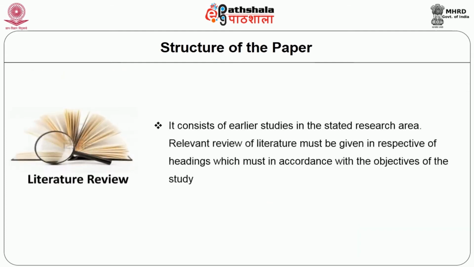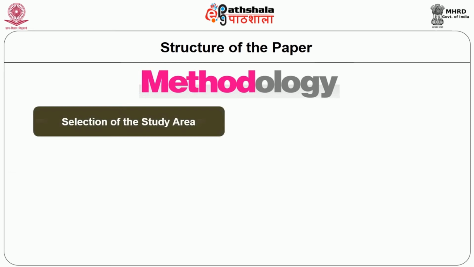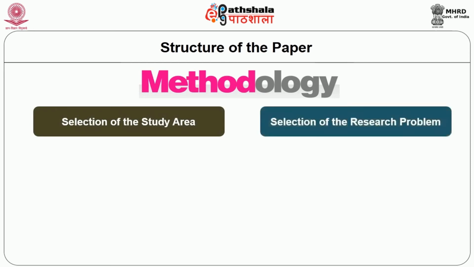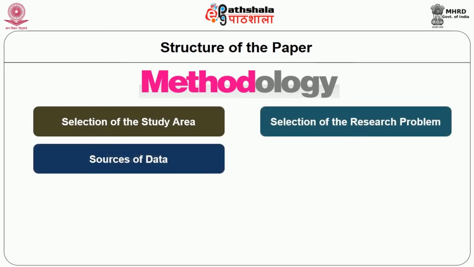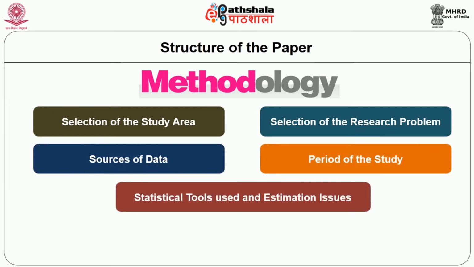Review of literature. It consists of earlier studies in the stated research area. Relevant review of literature must be given under respective headings, which must be in accordance with the objectives of the study. Methodology. It consists of the selection of the study area or selection of the research problem, sources of data, period of the study, statistical tools used and estimation issues, definition of the terms used and limitations of the study.